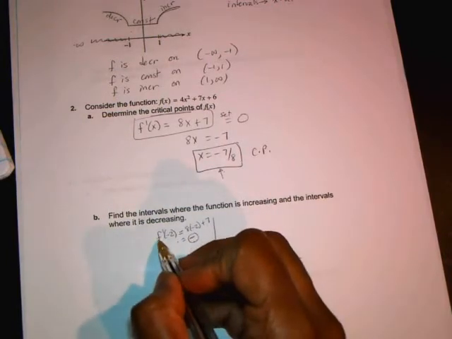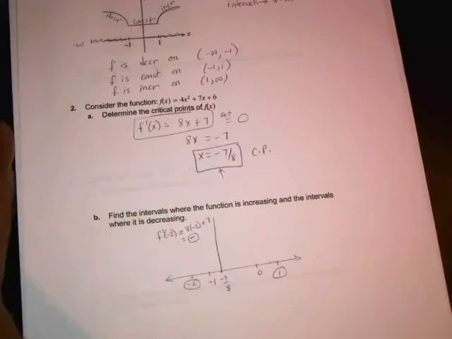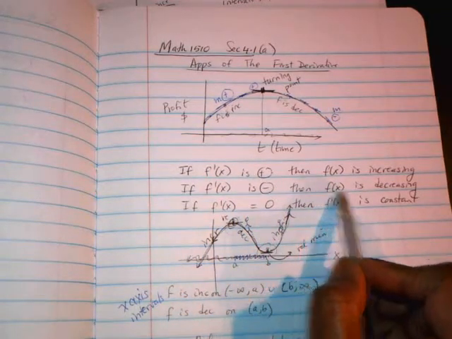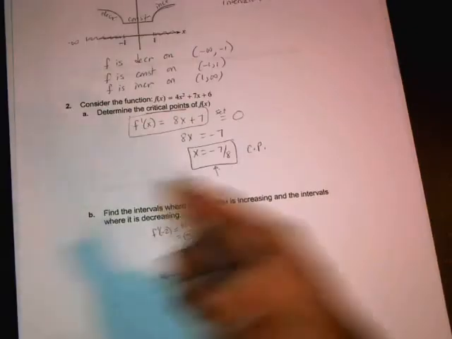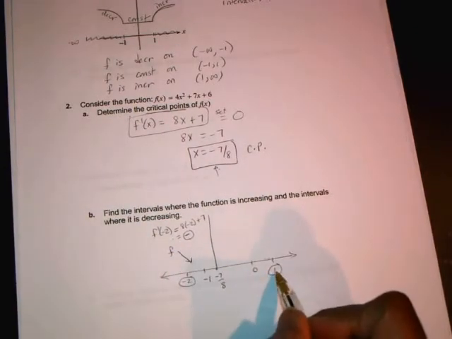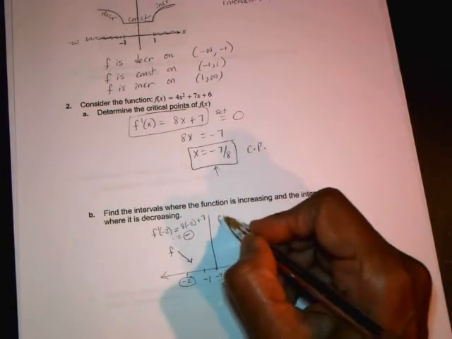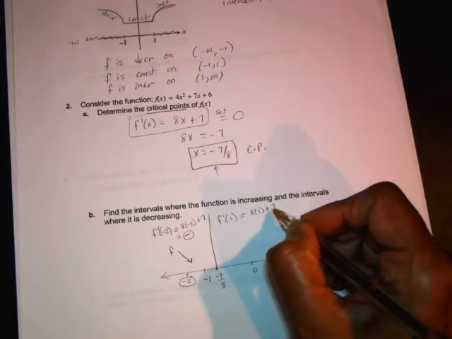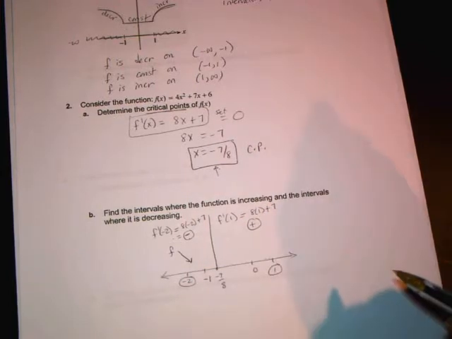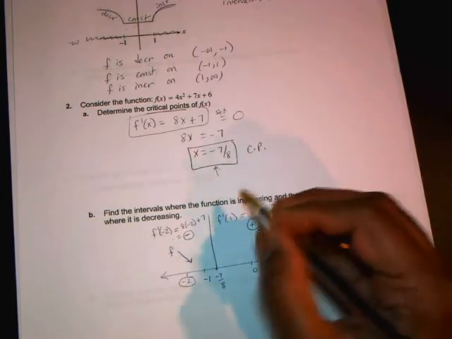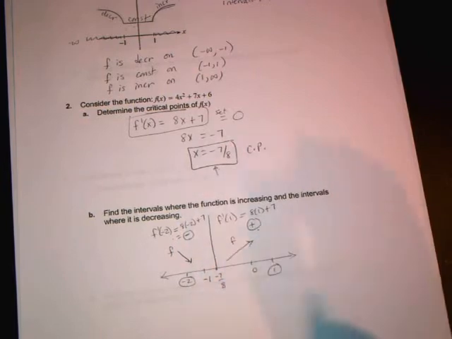Because if f prime is negative, let's go back in our notes. If f prime is negative, then f is decreasing. Now let's take 1 and plug it into the derivative. F prime at 1 is 8 times 1 plus 7, which is a positive value. It's 15. But again, 15 doesn't matter as much as what the sign is. If the function's derivative is positive, the function is increasing.